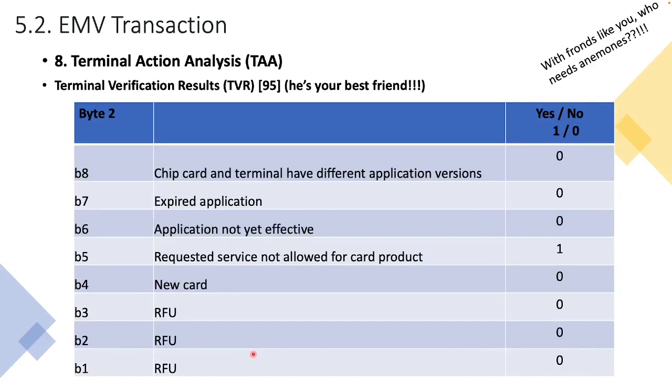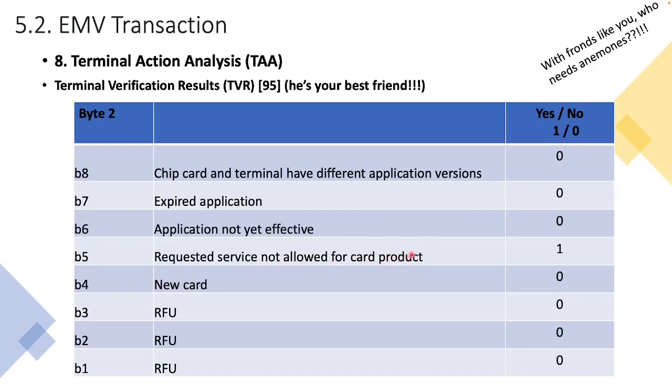Byte 2, we talk about chip card and terminal having different application versions. We did mention in the previous video that this is a legacy check, but it still forms part of the TVR, so it's just something that needs to be included. We spoke about, is the application expired? Is it effective?